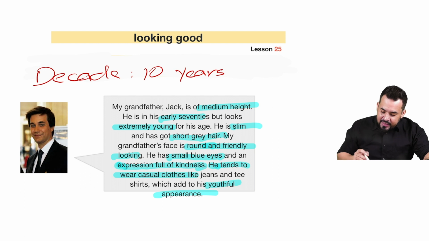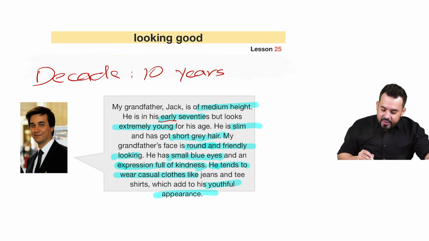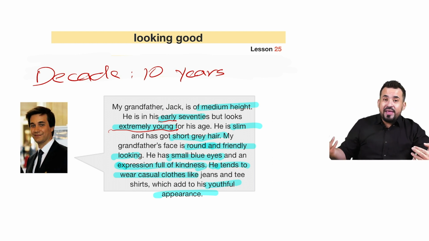So he is in his early 70s, so between 71 and 73, right? He looks extremely young. So you can say he looks extremely young or he is young looking.